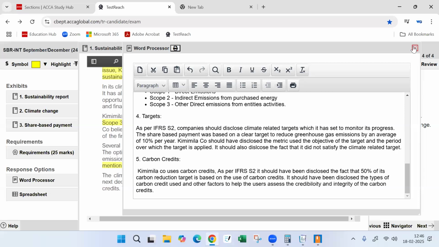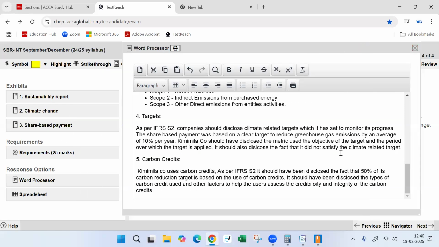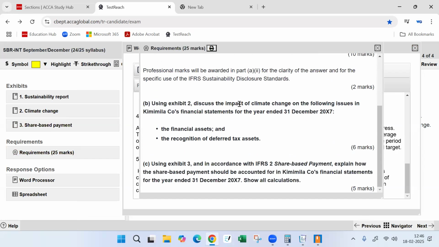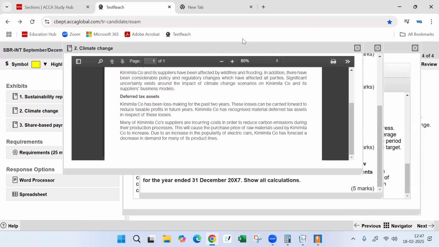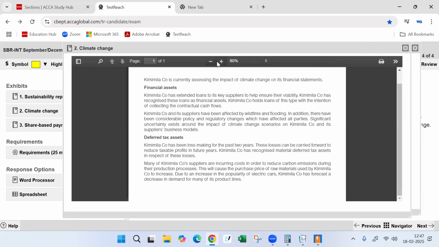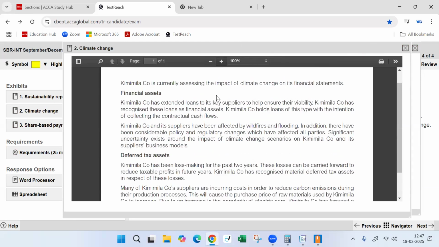Okay, right. You've written it down, no? All right. Okay. So now let's look at the next requirement. Using Exhibit 2, discuss the impact of the climate change on the following issues of the financial statement: financial assets and recognition of deferred tax. So what is the impact the climate changes have on these financial assets and deferred tax is what the question asks. It's again a tricky question.